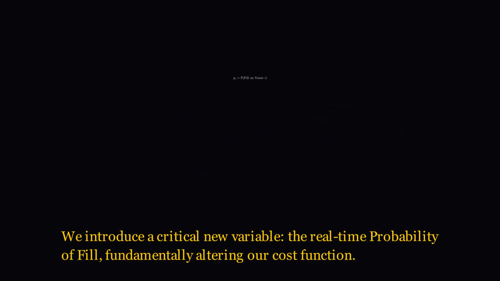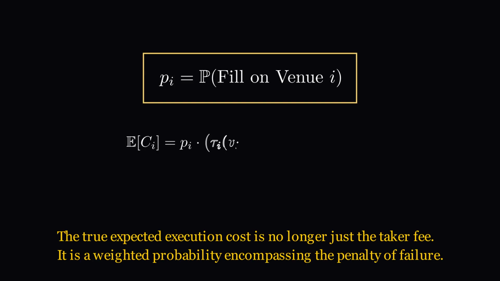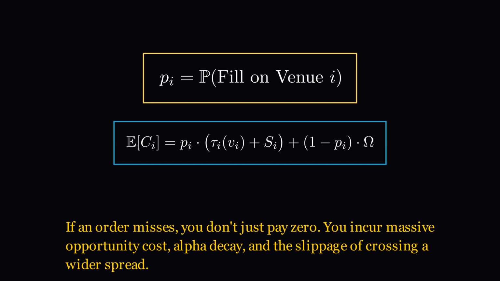Gross alpha generation means absolutely nothing if you forfeit it entirely to exorbitant taker fees. Modern fragmented exchanges operate primarily on maker-taker paradigms to artificially incentivize resting liquidity. A maker provides passive liquidity and earns a rebate. A taker aggressively crosses the spread, removing liquidity and paying a fee.